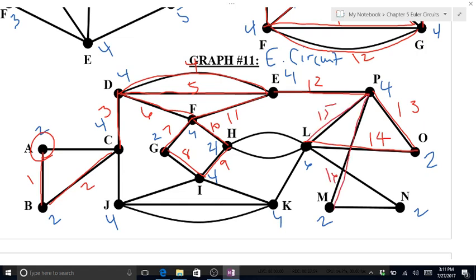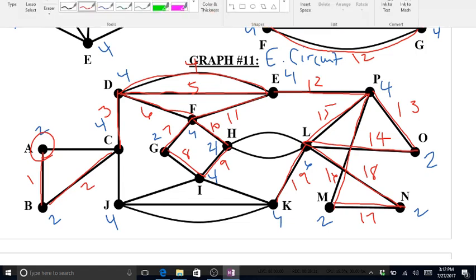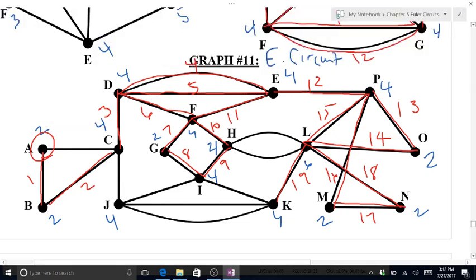Down to M is 16. Across to N is 17. Up to L is 18. Down to K is 19. Back up there. Let me not do that one. I've got to get this little loop here between H and L first. So let me go across to H is 19, back to L is 20.